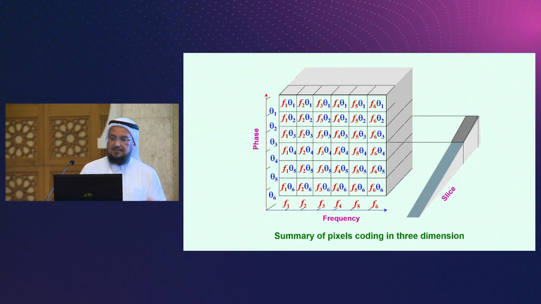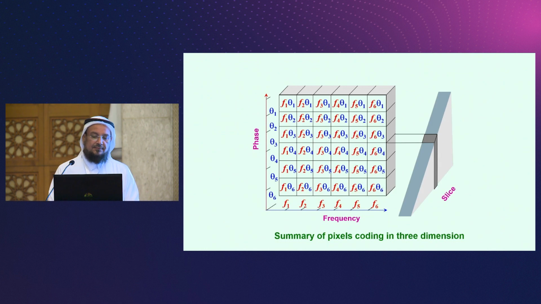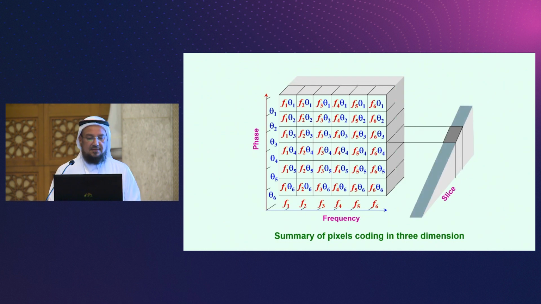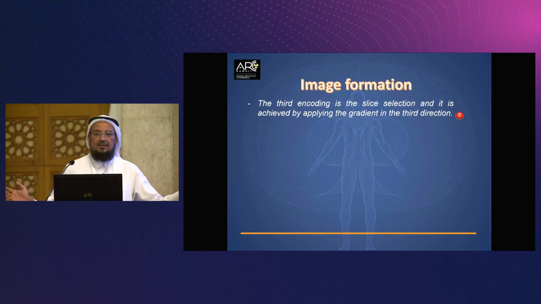Now, as the gradient strength increases or decreases, we will be able to have either thin or thinner cuts. So if that gradient is shallow, for example, we will have thinner slices. If there is no gradient at all, we will excite the whole brain.